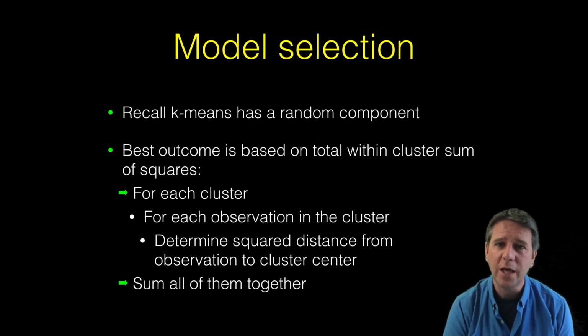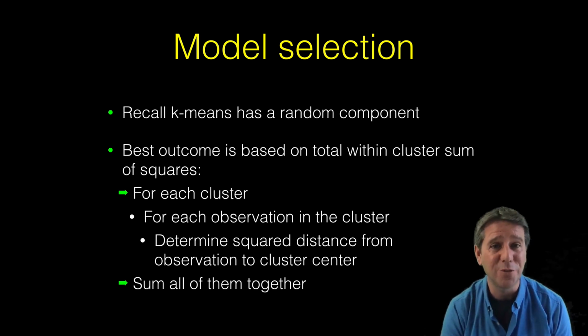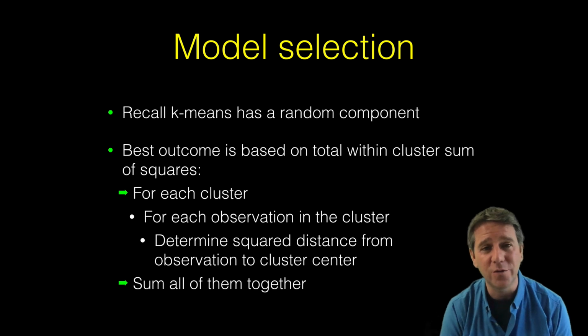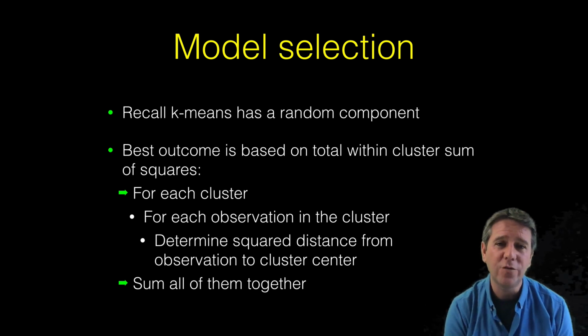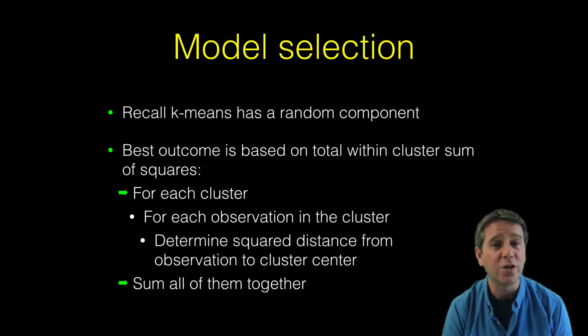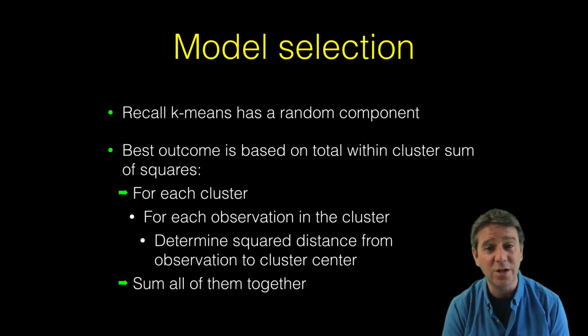So recall that k-means has this random component, and thus we run multiple iterations with different initial cluster centers by setting that nstart argument, that 3rd parameter that I showed in the previous slide. Well, in the case of the R function, the best outcome is based on the total within cluster sum of squares. How is this calculated? Well, for each cluster and for each observation, each point within that cluster, it determines the squared distance from the observation to the cluster center, the center point of that grouping. And we sum all of those together to get the sum of squares distance.